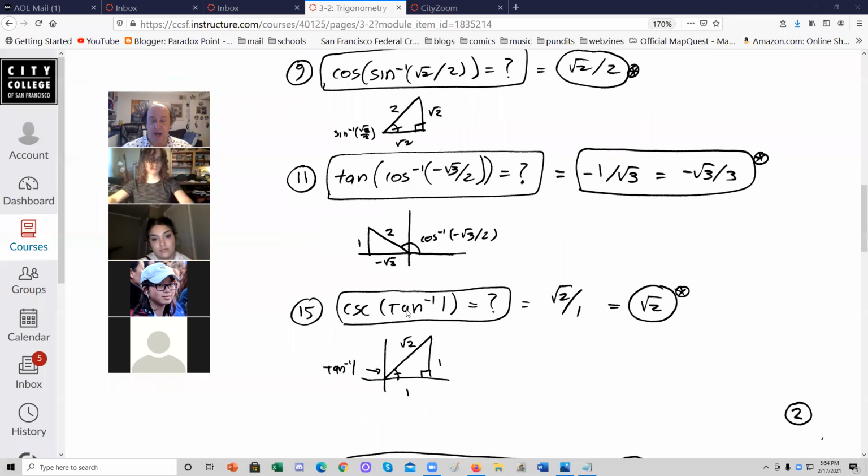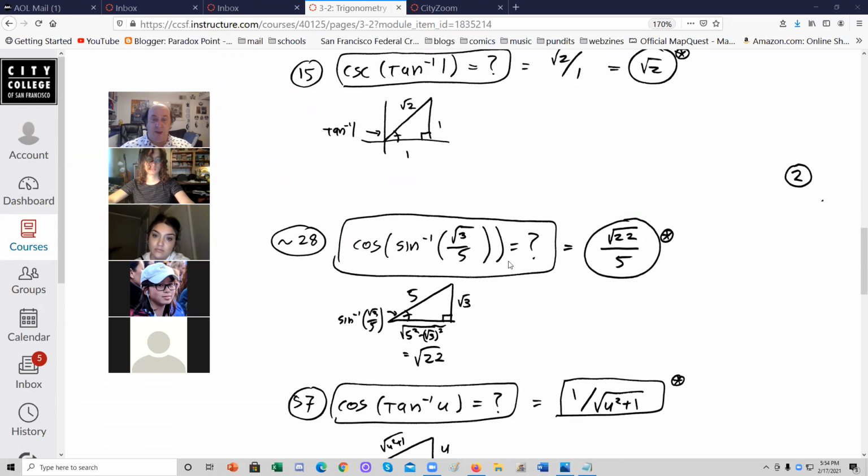Cosecant of arctangent 1. We draw a right triangle. This angle is arctangent 1, opposite over adjacent, 1 and 1. Therefore, the diagonal is root 2, and cosecant is hypotenuse over opposite, root 2 over 1, or root 2.